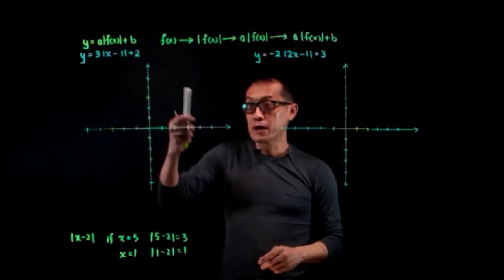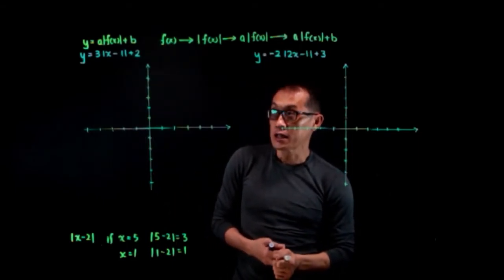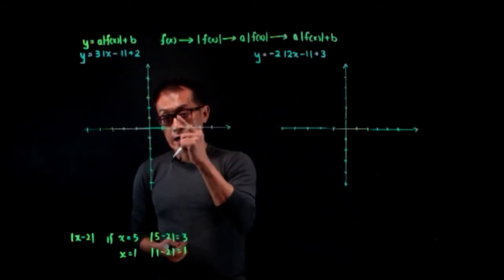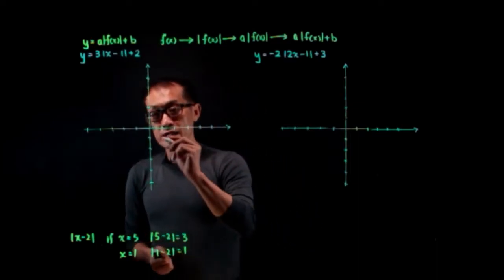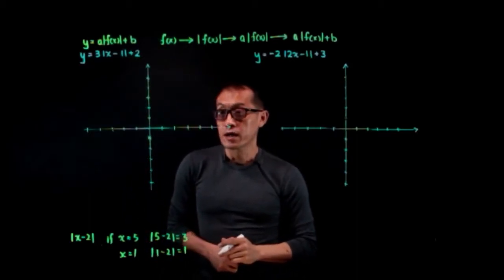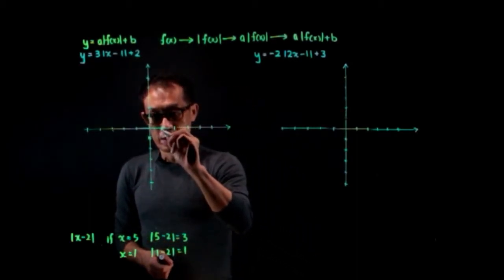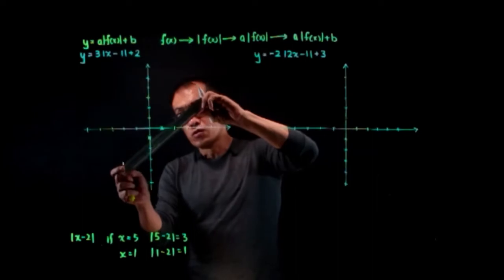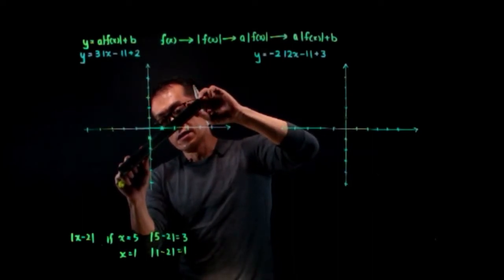Now, let us begin by doing the first example. Let us sketch the graph x minus 1. X minus 1 cuts the y-axis at minus 1 and cuts the x-axis at 1. So your graph will look like this.